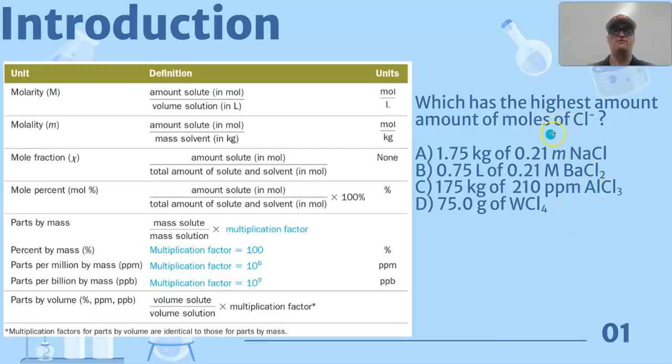So which of these would have the highest amount of moles of chloride ion in solution? You have a mass of a molality, take note that it's a lowercase m, that's italicized, so it's a little slant. You've got a volume of a molarity, a mass of a parts per million solution, and then grams of a solid substance. So let's take a look at what that would do and how we can compare these things equally.